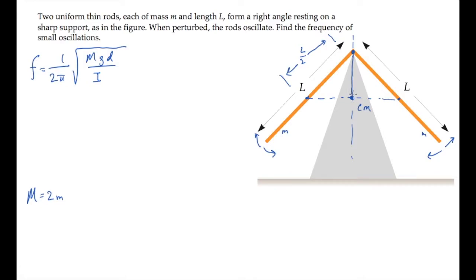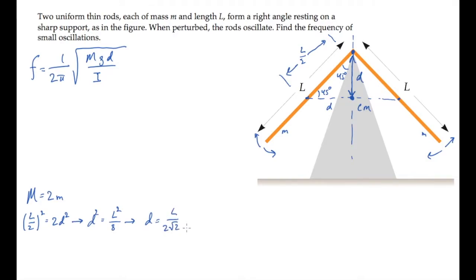This is the distance d, with these angles being 45 degrees, so that this leg also has a distance d. From the Pythagorean theorem, we then see that the distance d is the rod's length over 2 times square root of 2.